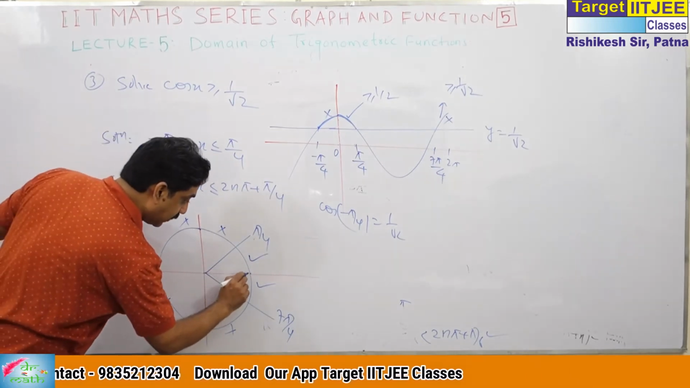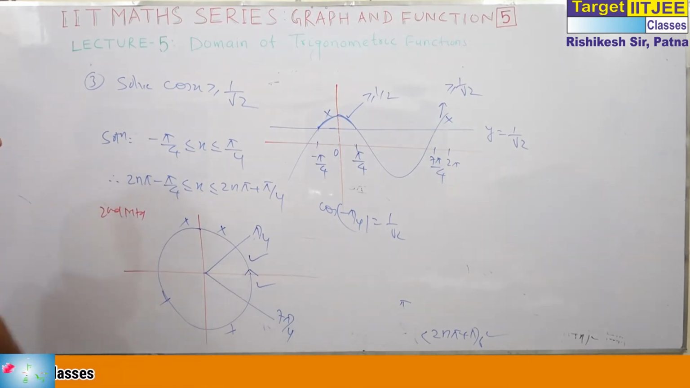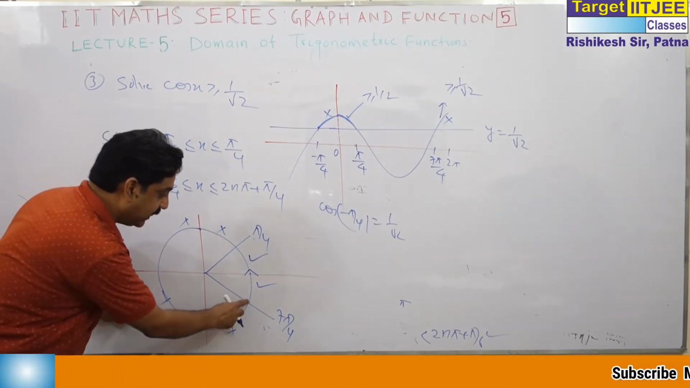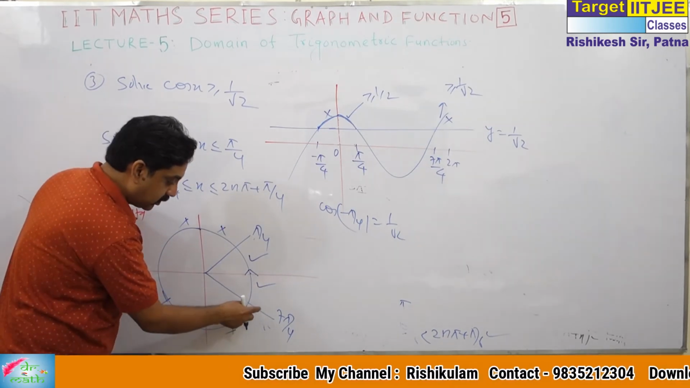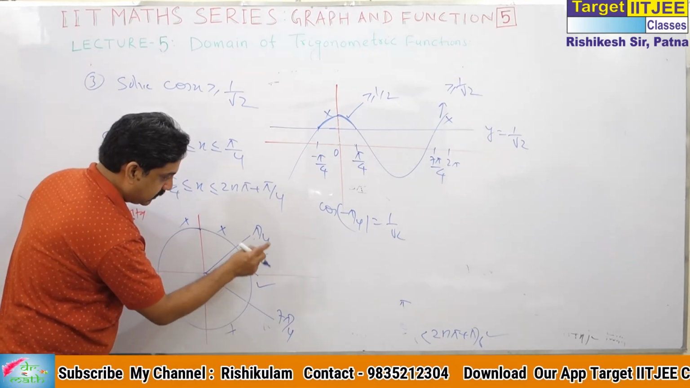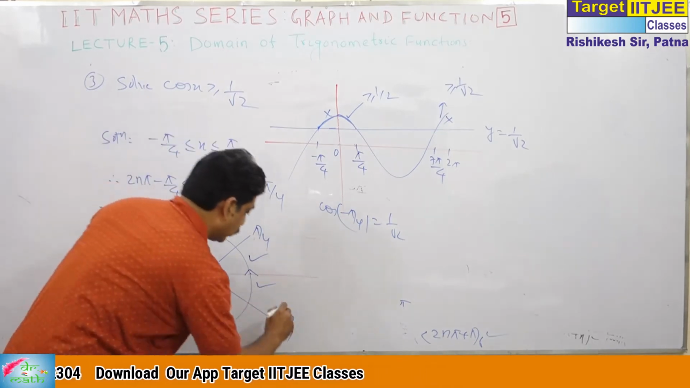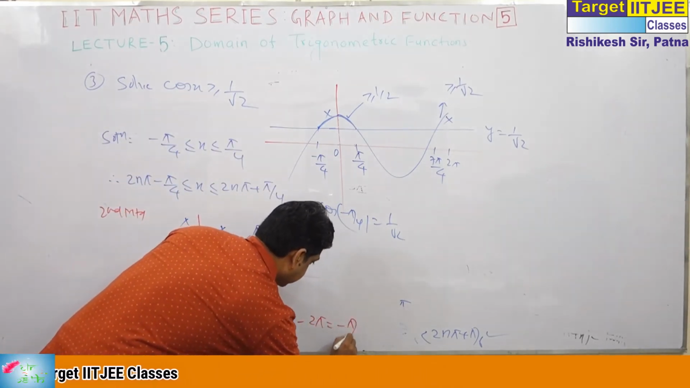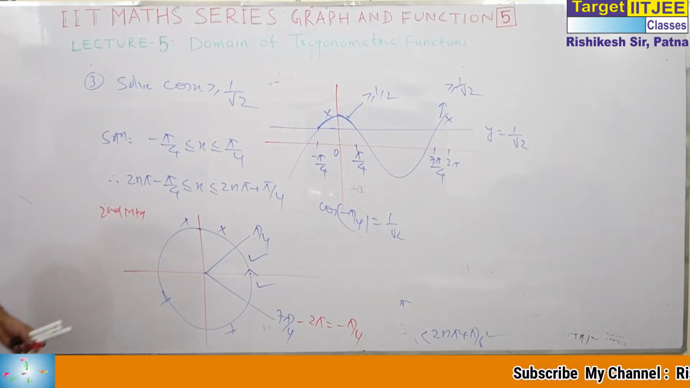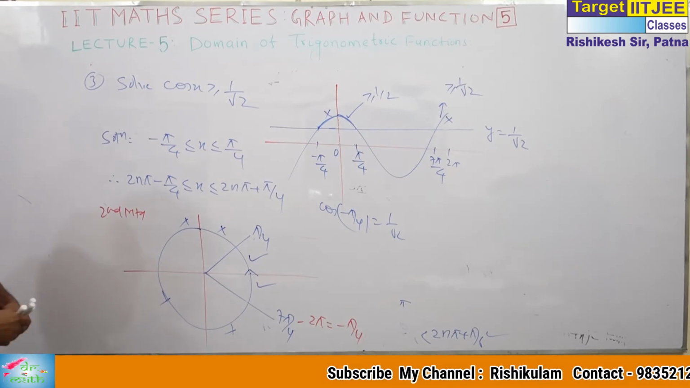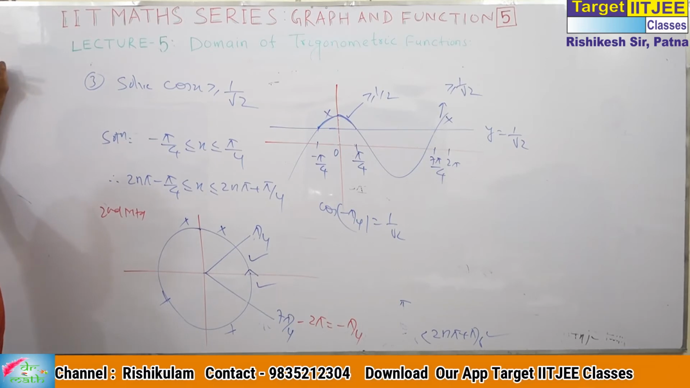Now we have to write the answer always in anti-clockwise direction. And we cannot write 7 pi by 4 to pi by 4, because we have to write the smaller one first. This is greater. So what do we do for this? We subtract 2 pi. So this is minus pi by 4. In this way you can also get minus pi by 4 to pi by 4. So sine x and cos x are treated in the same way.